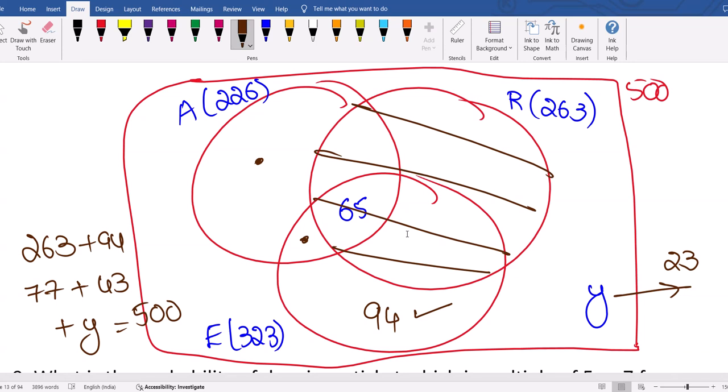No need of the n of A union B union C formula, sir. I know n of A plus n of B plus n of C minus and all. Not required, because this is the case where only English is given. So in this case, adding is also fine. It's a simple area. Total area 500. This area is 226. This area is 263. This area is 323, like that. Total area related stuff we need to calculate.